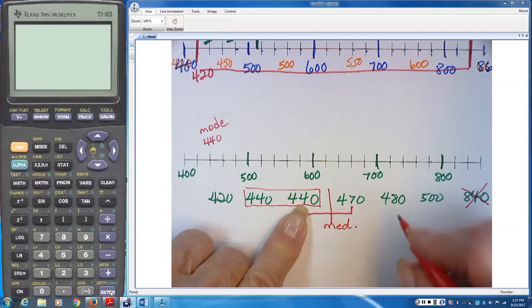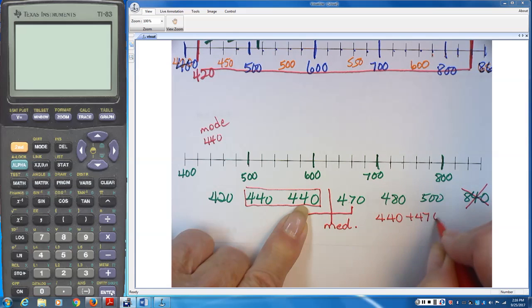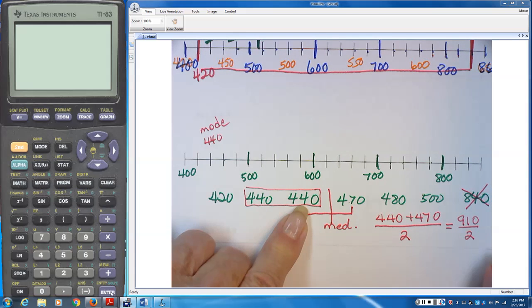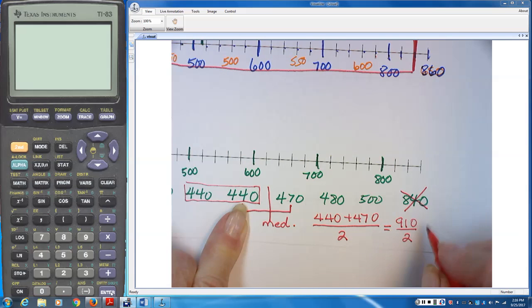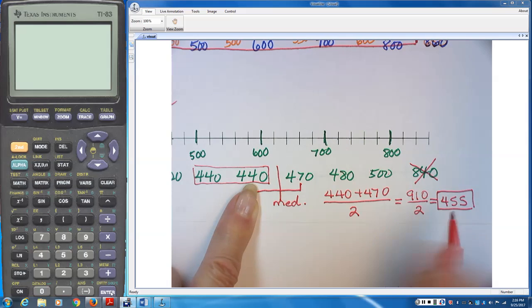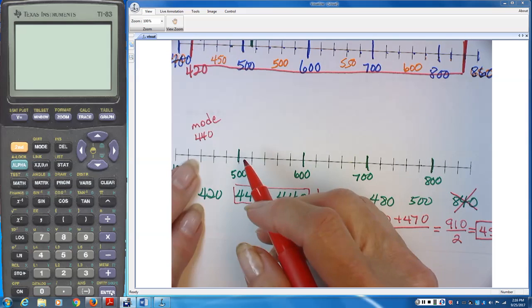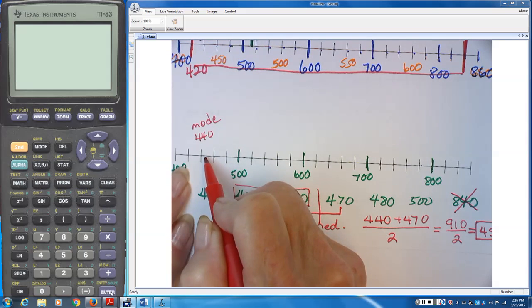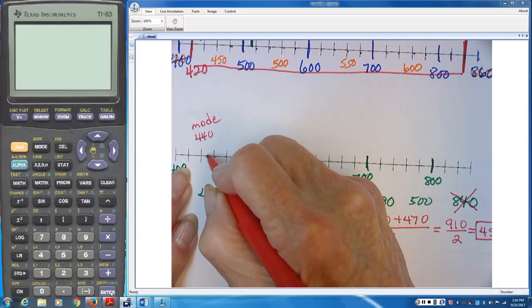Well, halfway between 440 and 470, I could get that by doing the midpoint. 440 plus 470 divided by 2 is 910 divided by 2, right? Which would be 455. So my median is 455. Okay, there's 20, 40, 60, 55 is probably right here.